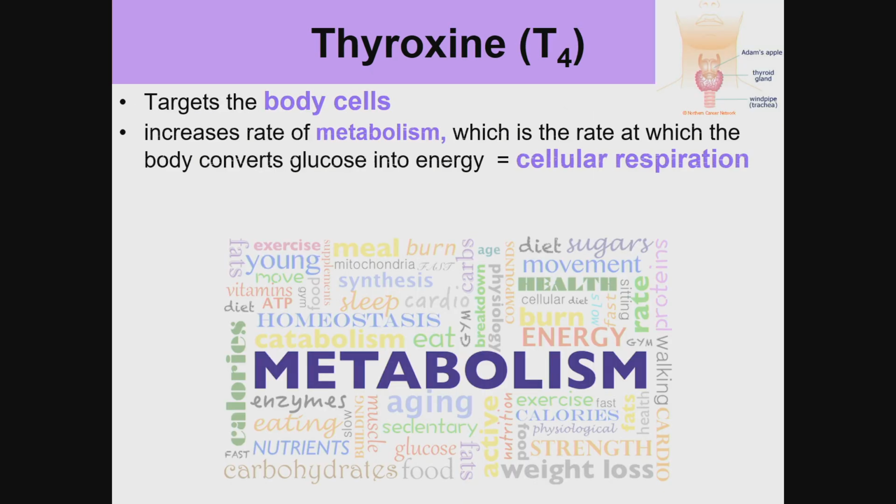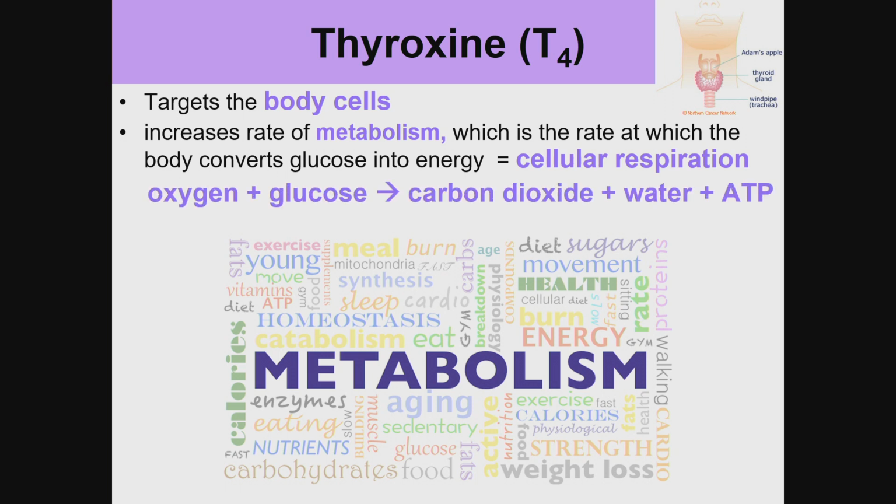Thyroxine targets the body cells to increase the rate of metabolism, which is the rate at which the body converts glucose into energy. It's also called cellular respiration, which is the burning of glucose to produce carbon dioxide, water, and ATP.